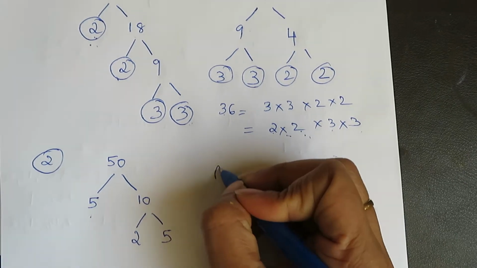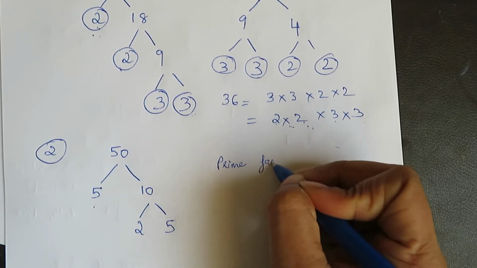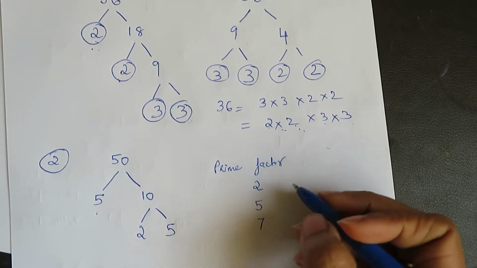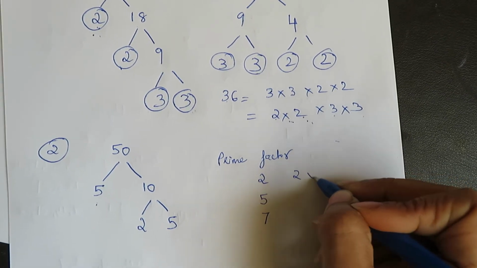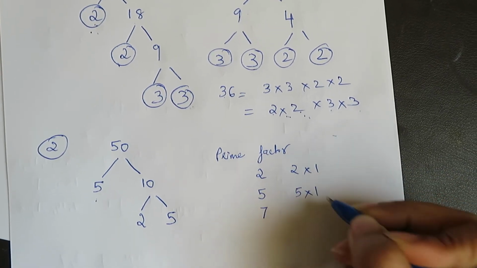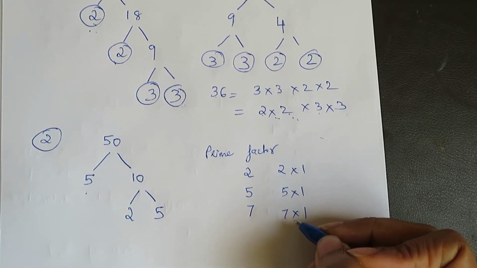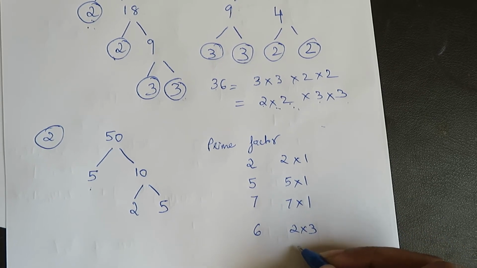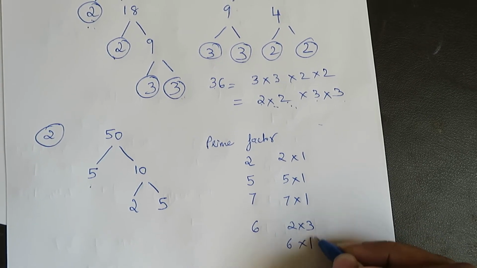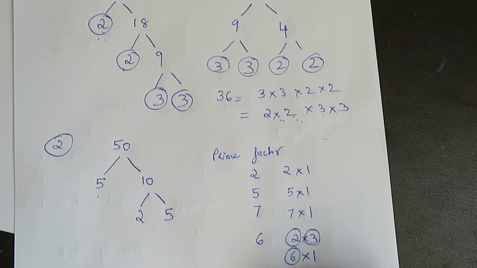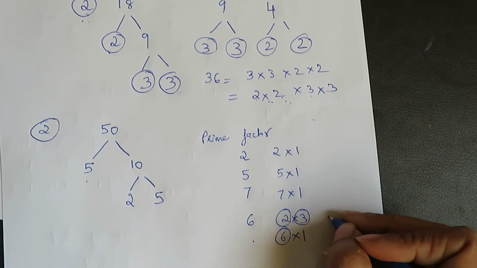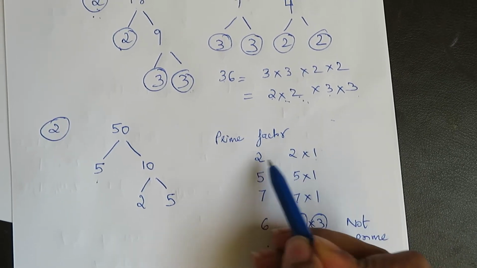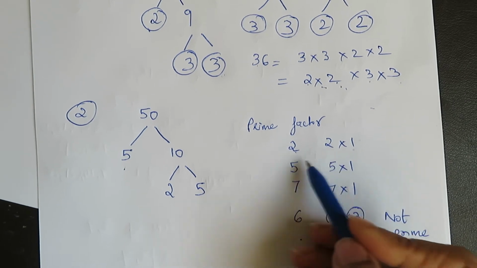What do you mean by prime number? Or what does prime factor or prime number mean? Any number like 2, 5, 7, these numbers just have themselves and 1 as their factors. 5 and 1 as their factor. 7 and 1 as their factor. 6 is not a prime number. Why? Because 2 into 3 will give me 6, 6 into 1 will give me 6. There are different numbers like 2, 3, 6 which are all the factors of 6. So this is not a prime number. Any number which has only 1 and the number itself as a factor is known as a prime number.